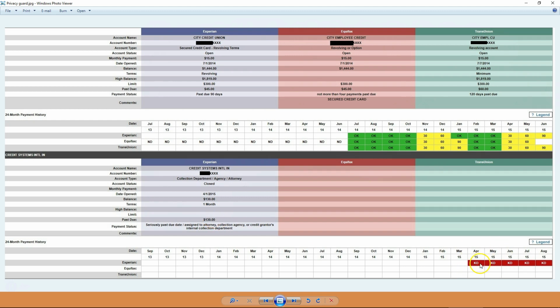The payment history is key derogatory. Basically means that it was negative. It's derogatory, but Privacy Guard doesn't do a good job of explaining exactly what this means. And even if you click on a legend, it'll say key derogatory, but what does that mean? Does that mean they were late? They were 20 days late? What does that mean exactly? So if you want to know what that means exactly, I advise you to call Privacy Guard up and ask them what does key derogatory mean?